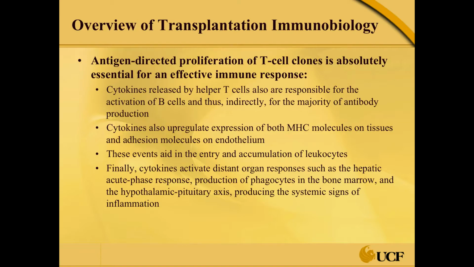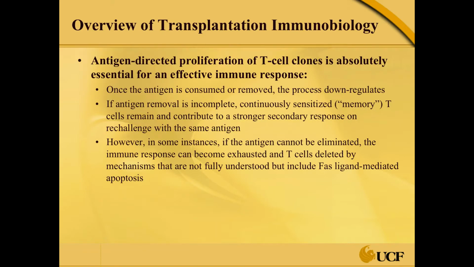Cytokines released by helper T cells are also responsible for the activation of B cells, and thus indirectly for the majority of antibody production. Cytokines also upregulate expression of both MHC molecules on tissues and adhesion molecules on the endothelium, and these events aid in the entry and accumulation of leukocytes. Finally, the cytokines will activate distant organ responses, such as the hepatic acute phase response, producing phagocytes in the bone marrow, and the hypothalamic pituitary axis, which produces the systemic signs of inflammation: fever, sweats, chills.